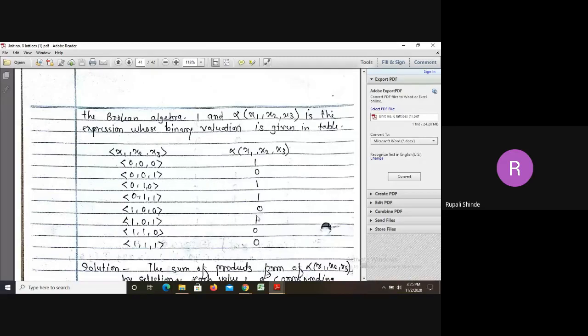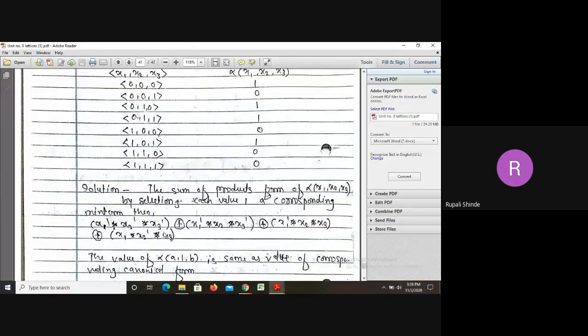And for the last one, what will be the minterm? Its sequence is 1, 0, 1. So the minterm for this sequence is x1 star x2 complement star x3. Correct. So this is the last minterm. Now we have to connect all these minterms by the XOR operation.